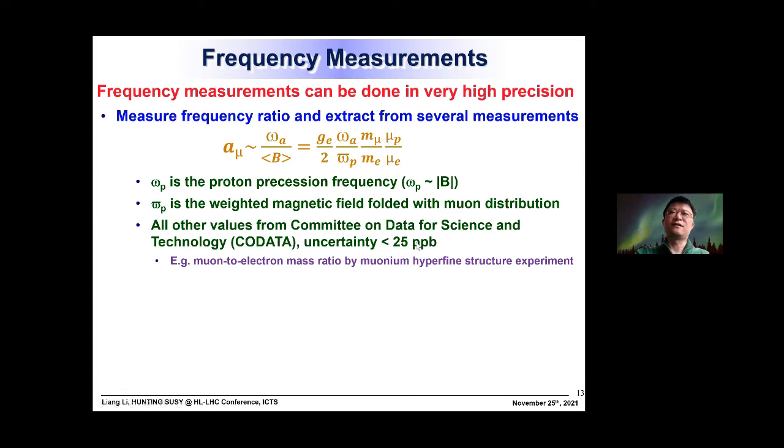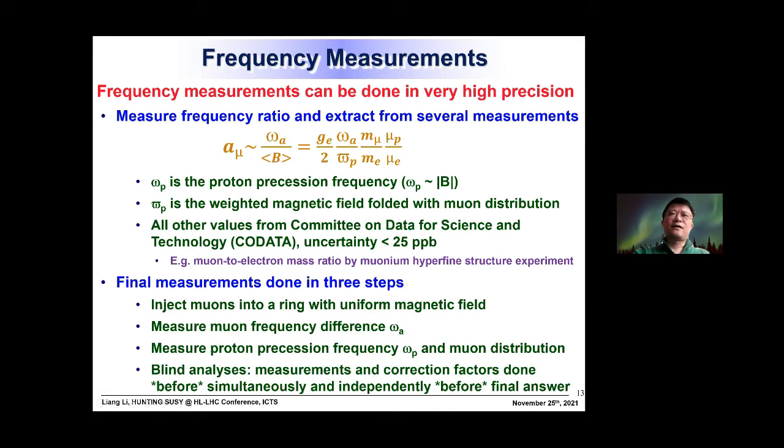So I will just leave it there. You can check this one from the CODATA data book. And then the rest of it is fairly straightforward. You just put the muons into a ring with a magnetic field. But I have to stress it's uniform. It has to be uniform, because otherwise this denominator will become very complicated, right? You want it to be as uniform as possible. And then you take the numerator and denominator and divide them, right? And then you get your final answer. Of course, you want to do a blind analysis because you don't want to bias yourself.